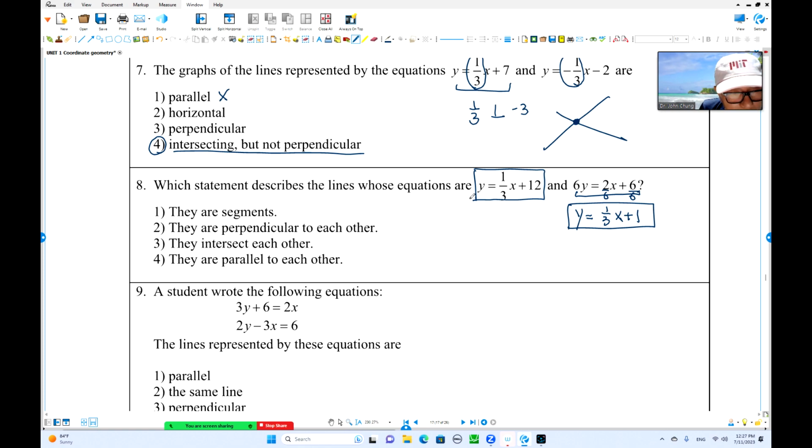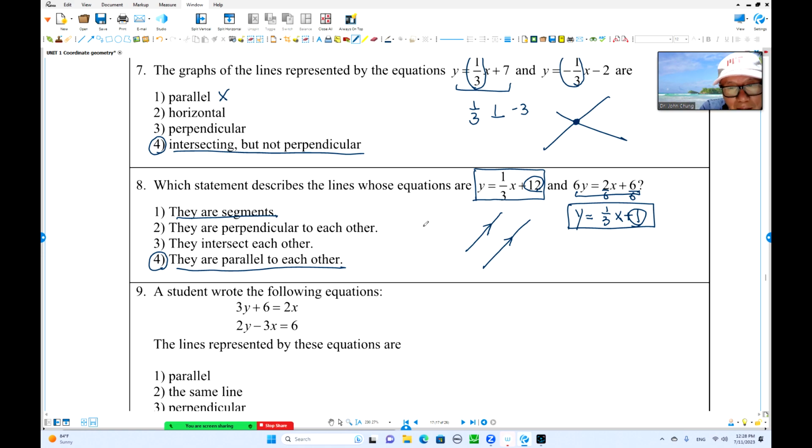But what is that? Segment? It's very general, right? Okay, are they perpendicular to each other? No. When you take a look at the slope, they are not negative reciprocals. Do they intersect each other? No, they're parallel, right? Same slope and different y-intercept never have an intersection, okay? So they're parallel to each other is correct. Is this correct? What do you think?